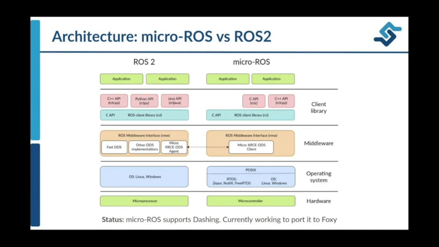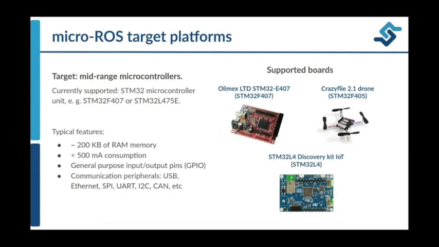Of course, ROS will run on a powerful system with a microprocessor, and micro-ROS is designed to run on microcontrollers. At the very moment, micro-ROS is supporting Dashing, but we are working on and almost there to port it to Foxy, which has been released by ROS 2 last week or something more.